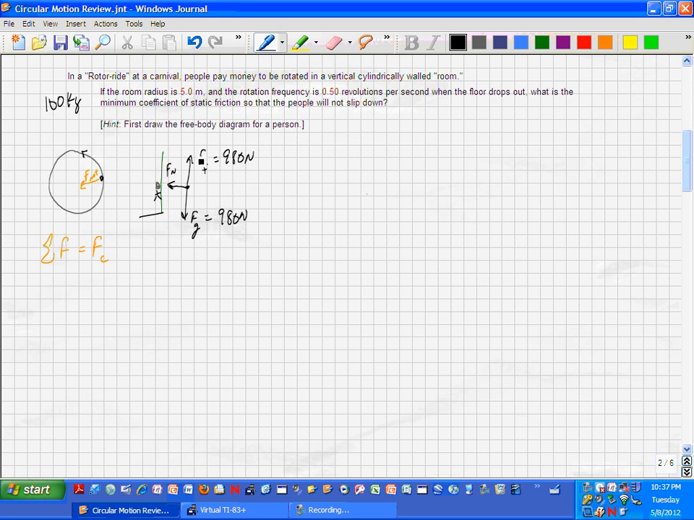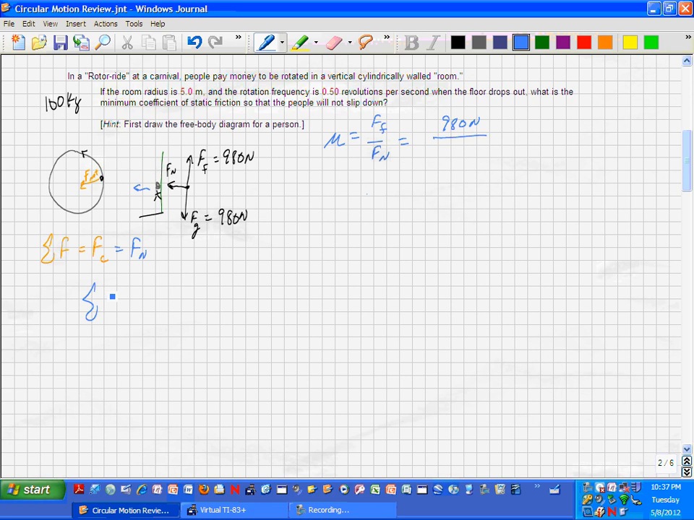Keep in mind, we want to find the coefficient of friction, and the coefficient of friction is force of friction over force of normal. Well, we're halfway home because we've got the frictional force. That's going to be 980 newtons. All we have to do is find this normal force. Well, the normal force is pointed towards the center, right? Pointed towards the center, just like that net force, which is the centripetal force. So really, that's what we're trying to find. That's the normal force.